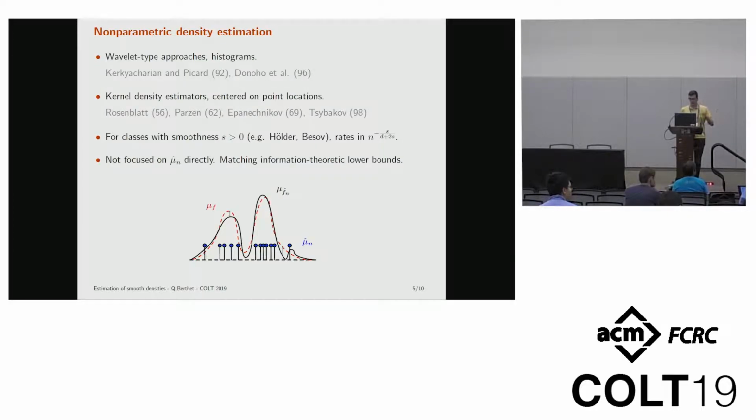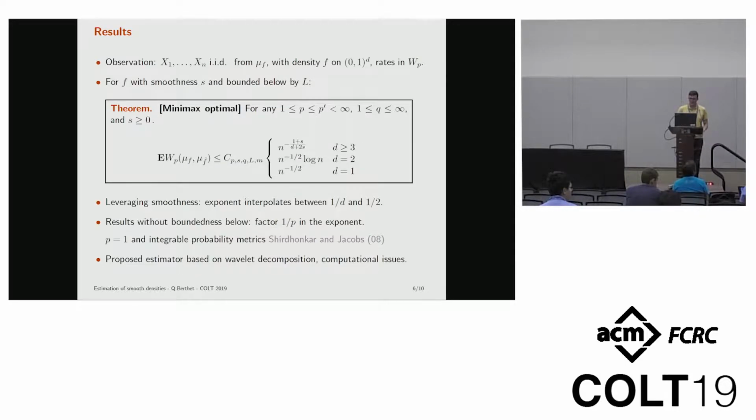On the other side, in statistics, there's a large literature around these ideas with wavelet approaches for estimators or with kernel density estimators. And the general message is that the more smoothness you have, the better your estimation rates are. But it's not focused at all directly on the empirical distribution. In this sense, it wouldn't really make sense. We're focusing directly on the density. It's more focused on information theoretic questions of how hard it is to estimate a density.